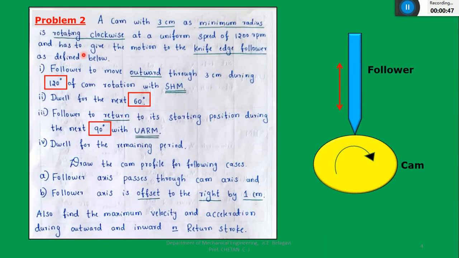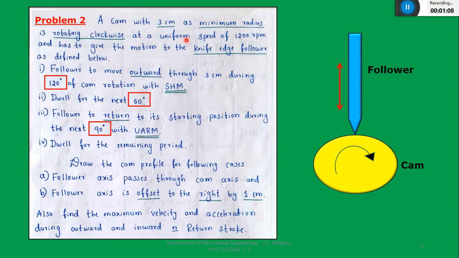So please note down the keywords wherever required. First I'll read out the problem statement. A cam with a 3 centimeter minimum radius is rotating clockwise at a uniform speed of 1200 rpm and has to give the motion to the knife edge follower as defined below.